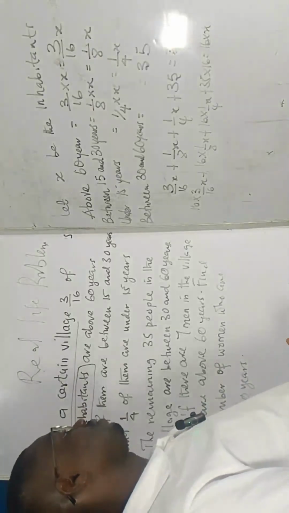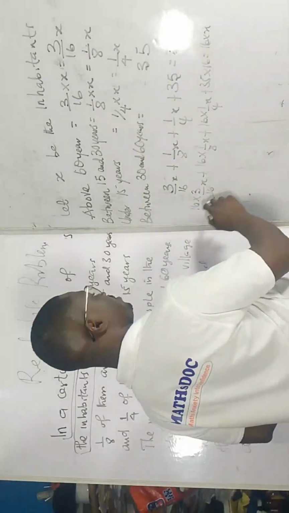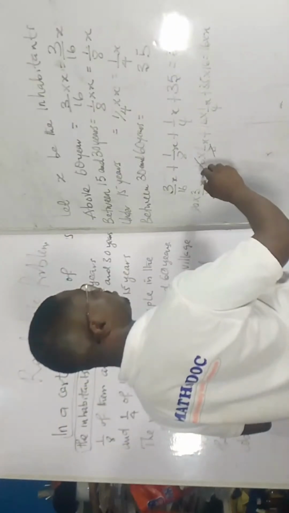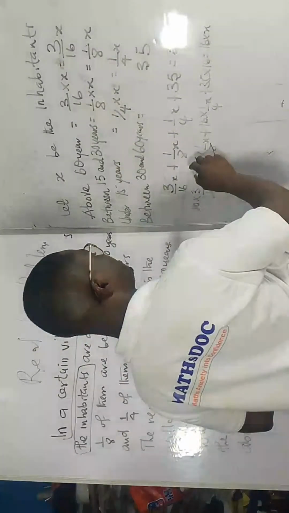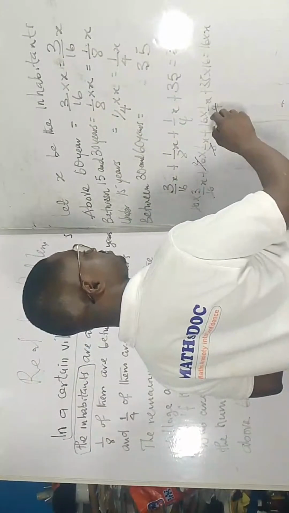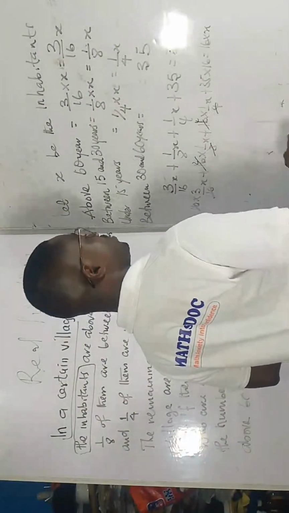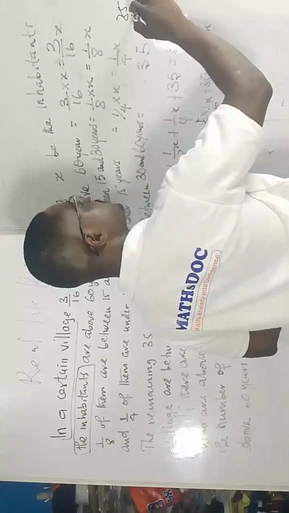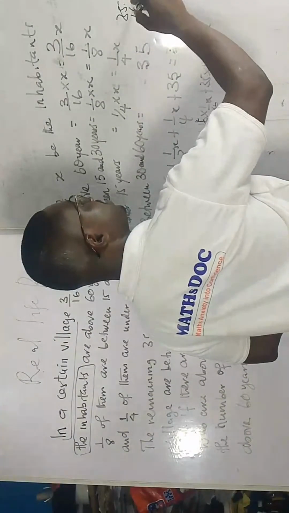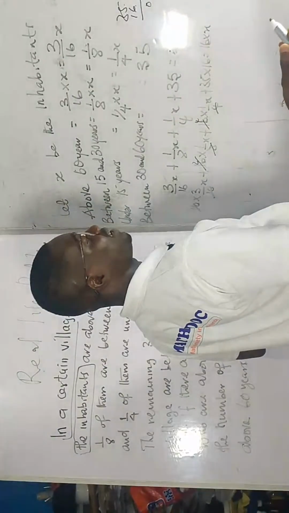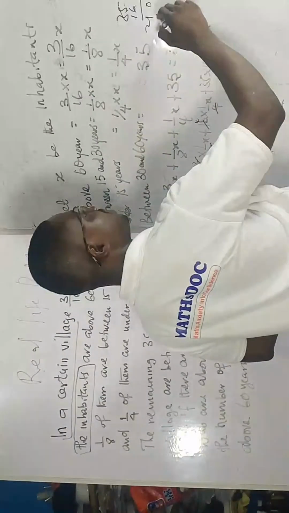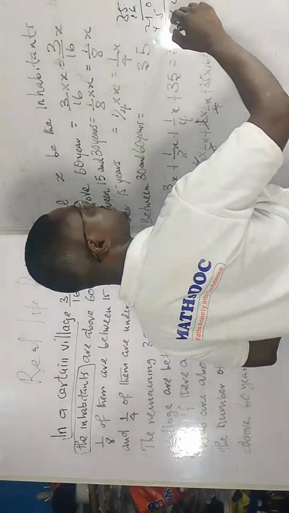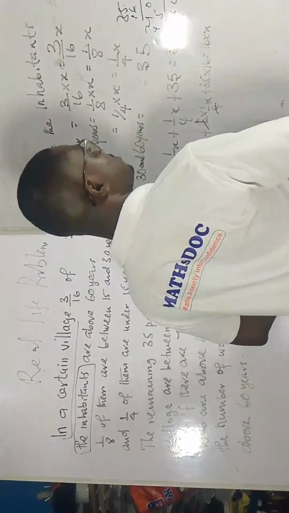So we have to do the cancellation. 16 cancels 16. 8 into 16 is 2. 4 into 16 is 4. And then 35 times 16: 6 times 5 is 30, 6 times 3 is 18 plus 3 is 21. So we have 560. So let's see if it's right.